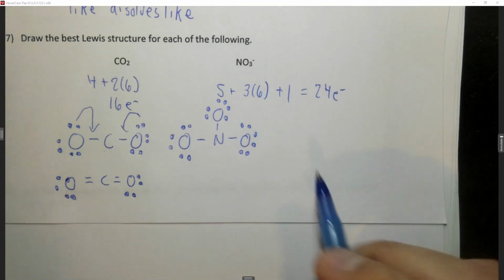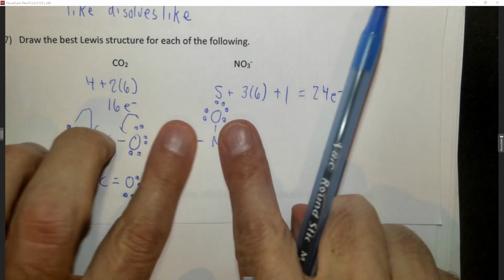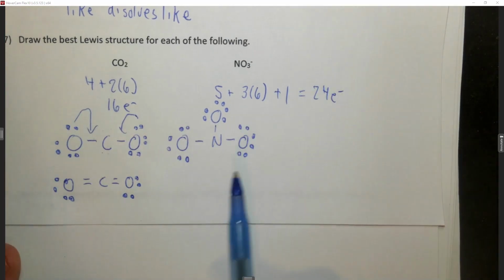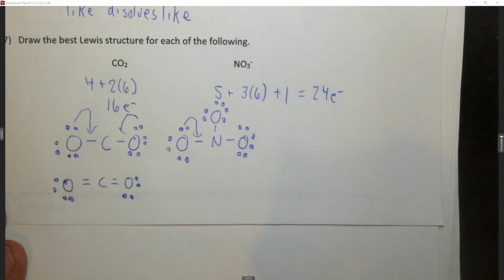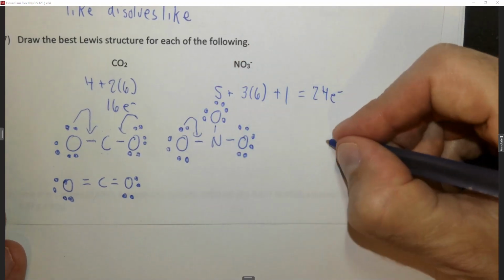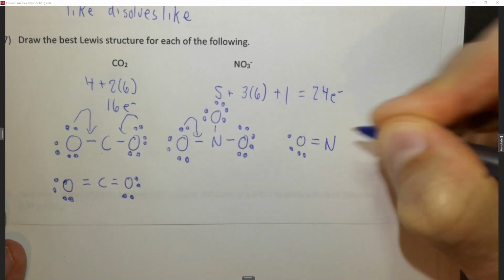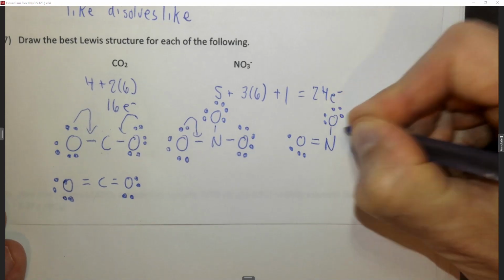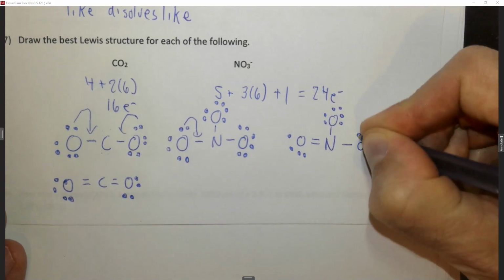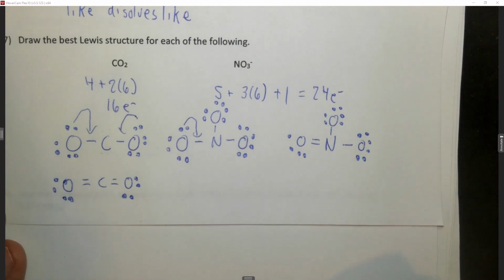Now what I want to do is essentially fill the octets. I filled all the octets of the oxygens, and at the same time I've used 3 times 8, which is 24 electrons, but I haven't filled the octet of nitrogen. So I want to make another bond like this. Now I have nitrogen double bonded to an oxygen, single bonded to an oxygen, and single bonded to an oxygen, like so.